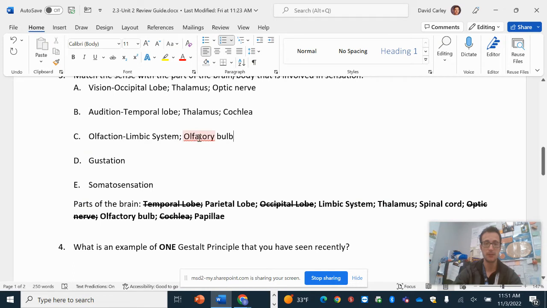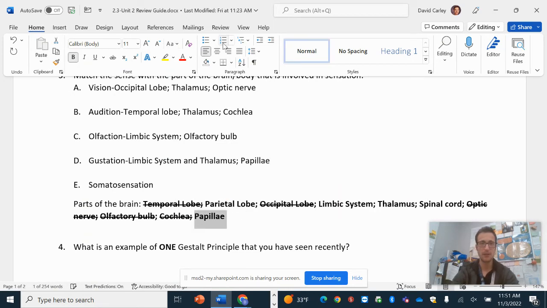Olfactory bulb. There you go. And we're not gonna be done with the limbic system yet. So gustation or taste is an interesting one because it uses the limbic system and the thalamus and also papillae. So that's bumps on your tongue that contain the taste buds. All right, nice. And then finally, I believe we are done with the limbic system at this point.